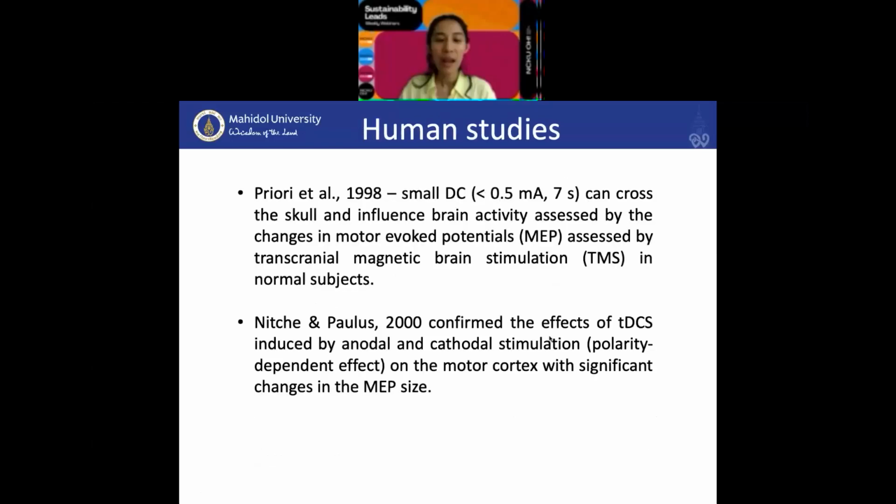All right. So in human study, we start at around the end of 20th century, by Pierre. He is a great doctor in Italy. He started to use tDCS, transcranial direct current stimulation. They apply it over the subject's scalp, and they used only 0.5 milliampere at that time and only 7 seconds, a very, very short period.